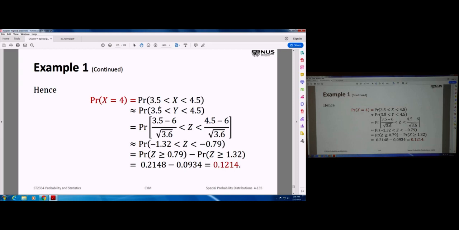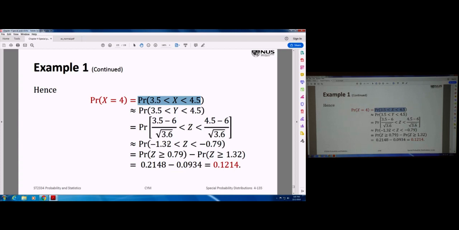Instead of computing this one, well, we know how to compute it, we just calculated it. What we're trying to do in this example is to understand if this Gaussian approximation is useful or not. Y was a Gaussian distribution whose mean is 6 and whose variance is 3.6. If I standardize Y, I take away 6 and divide by the square root of 3.6, and I get Z, which is standard normal. I want to find the probability that Z is between minus 0.79 and 1.32.